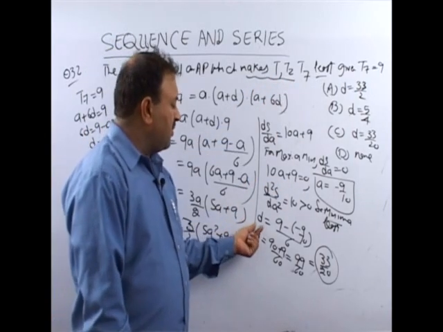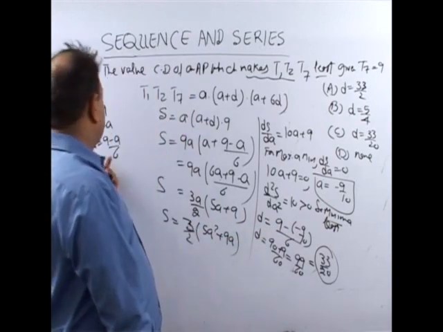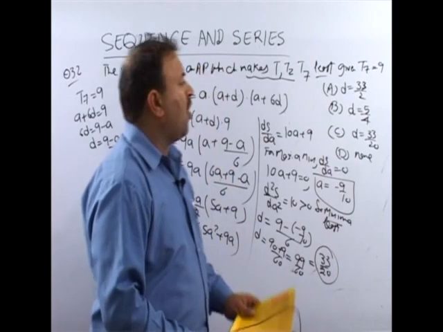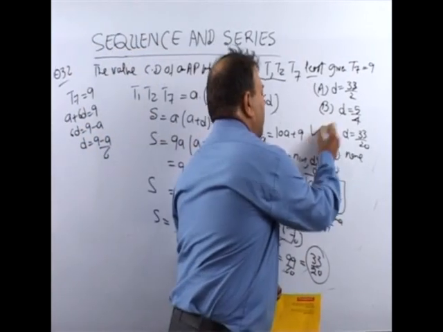So this term will be minimum. That means what did we do with D? We put it in this relation. On calculating, we find that D is 33 by 20, so the right option is C.